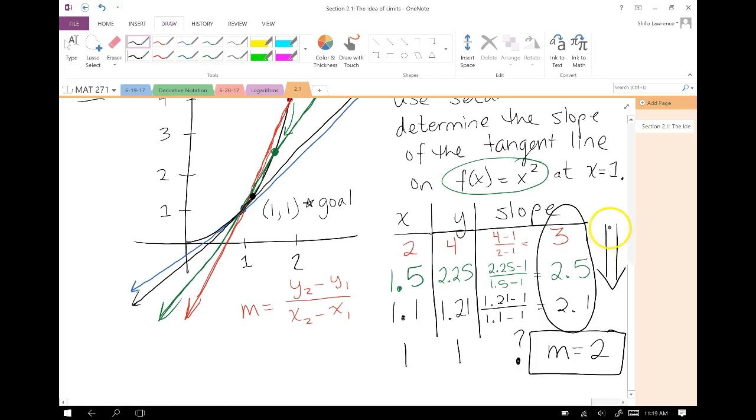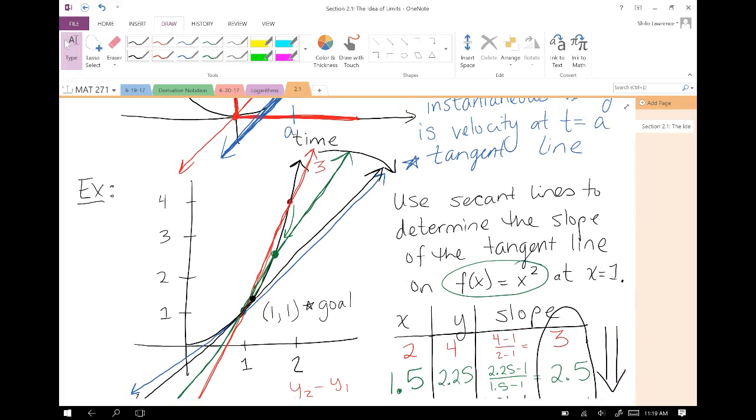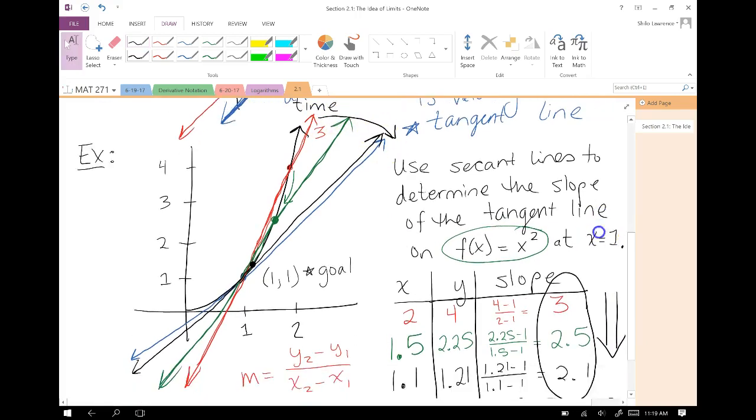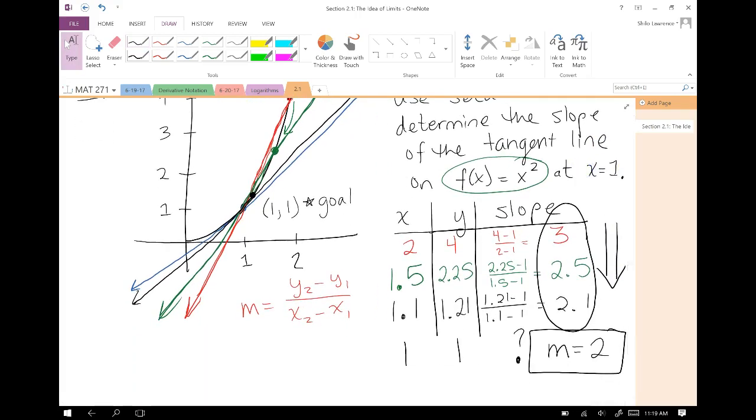But based on the calculations we've done so far and the graph that we see with these secant lines approaching our tangent line, it looks like the slope of that tangent line is going to be 2. So this whole process right here of taking some values that we can do and using them to make a prediction of one that we can't do is a limit.